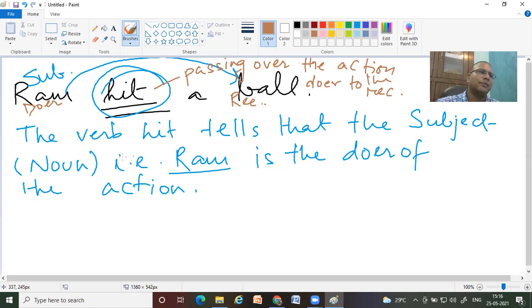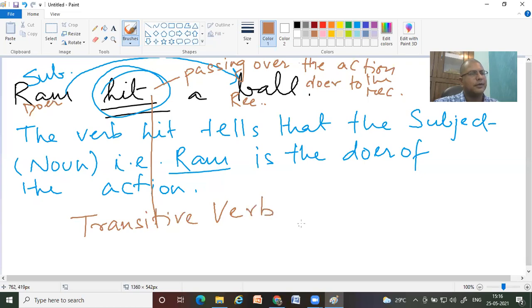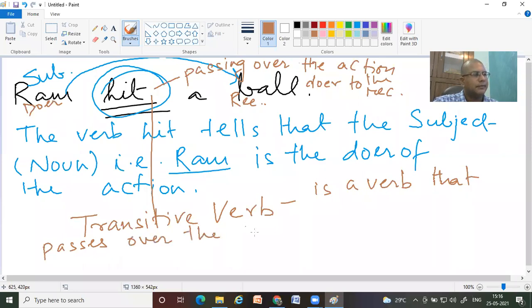Hence, this verb is a transitive verb. A transitive verb is a verb that denotes an action which passes over from the doer, subject, to an object, or from a doer to a receiver. Is this clear?